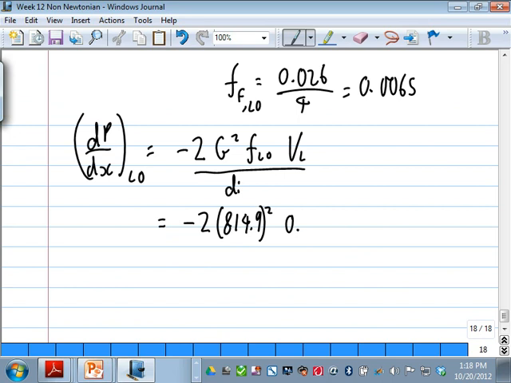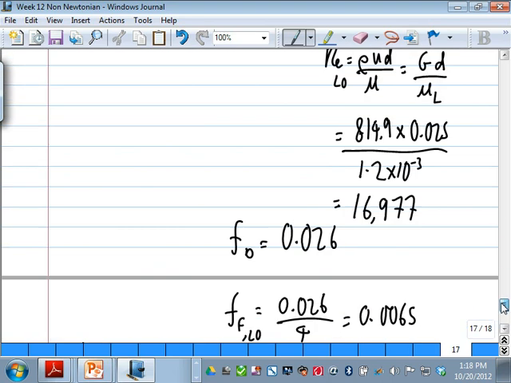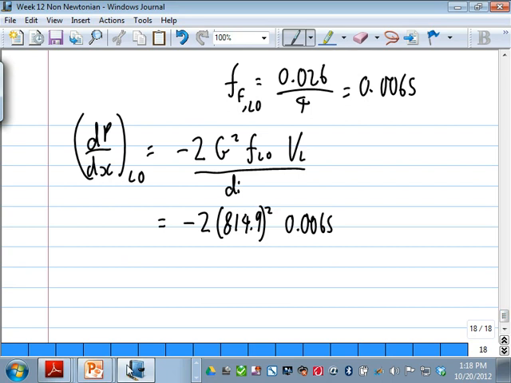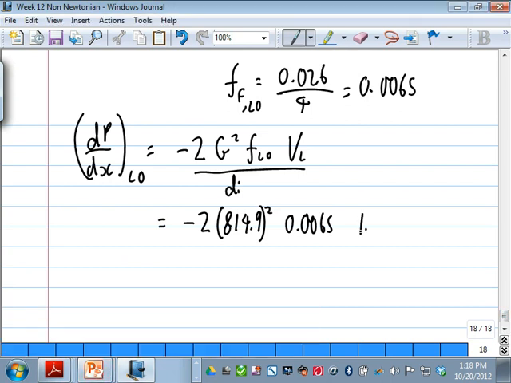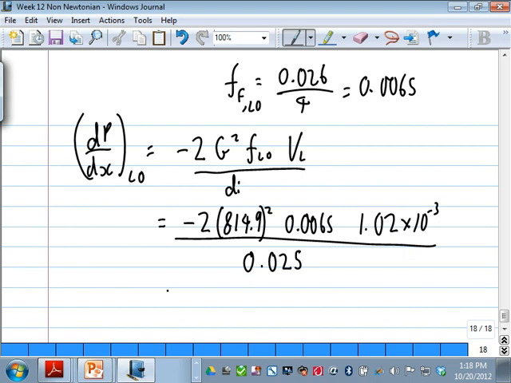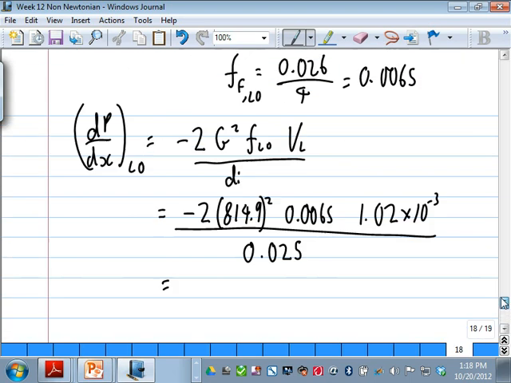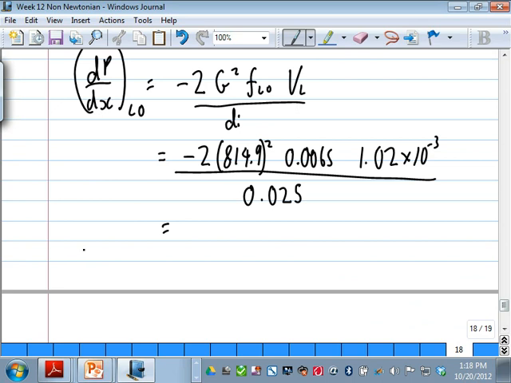F liquid only is 0.0065. VL, what is VL? It's in your question, isn't it? 1.02 times 10 to the minus 3, over the diameter. Is that right? Okay.